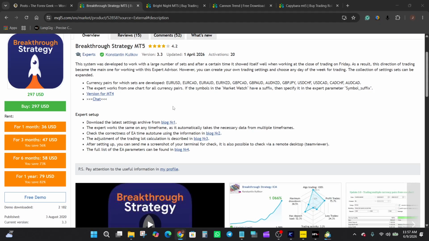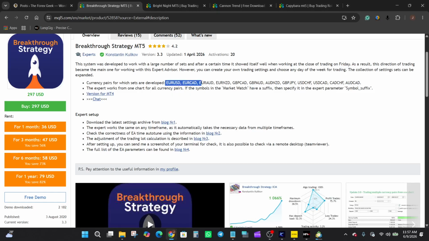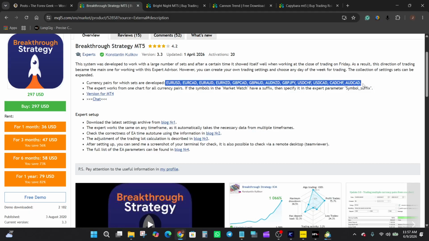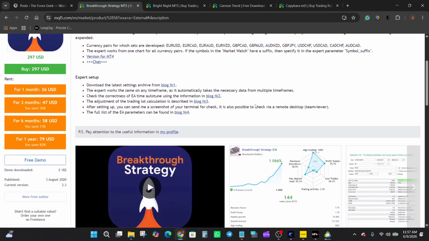As I scroll through the description, I can see this EA is designed to work with a large collection of preset setups across multiple currency pairs. It supports a wide basket of instruments including Euro USD, Euro CAD, Euro AUD, Euro NZD, GBP CAD, GBP AUD, AUD NZD, GBP JPY, USD CHF, USD CAD, CAD CHF, and AUD CAD. All right. So it's clearly built with diversification in mind across multiple Forex markets.